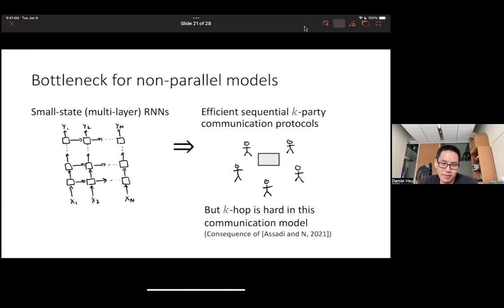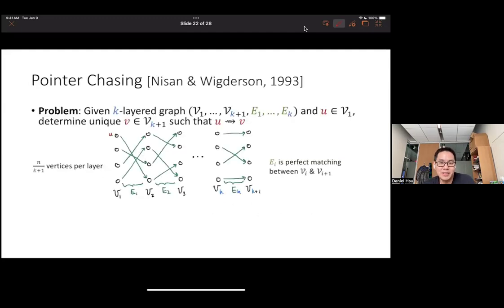It turns out that the K-hop problem is going to be hard in this particular communication model, and this is a consequence of some recent work from the streaming algorithms community, in particular this result by Asadi and N in 2001. They are people working in streaming algorithms. They don't exactly work on problems like K-hop, but it turns out the problem that K-hop very closely resembles is very well studied in communication complexity, especially with applications to streaming algorithms. That's the so-called pointer chasing problem, nicely formalized by Nissan and Richardson in '93. So let me tell you about this problem and show you why it's related to K-hop.